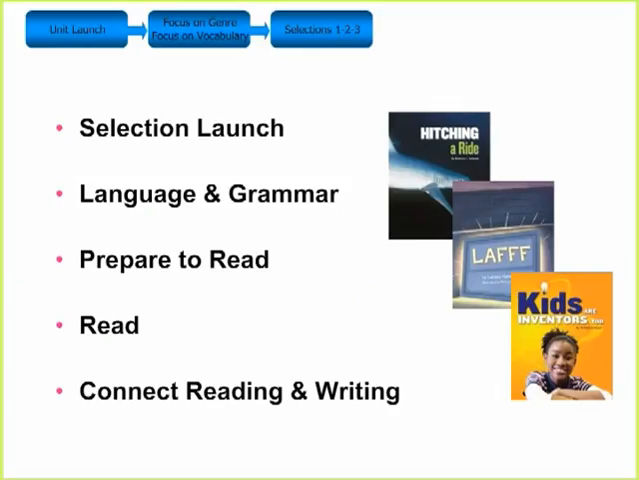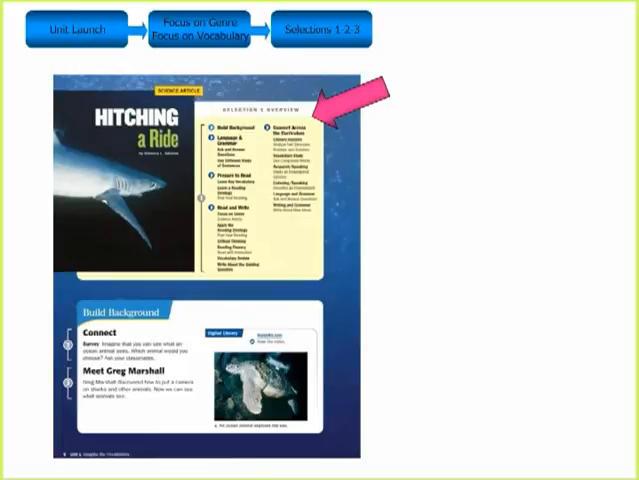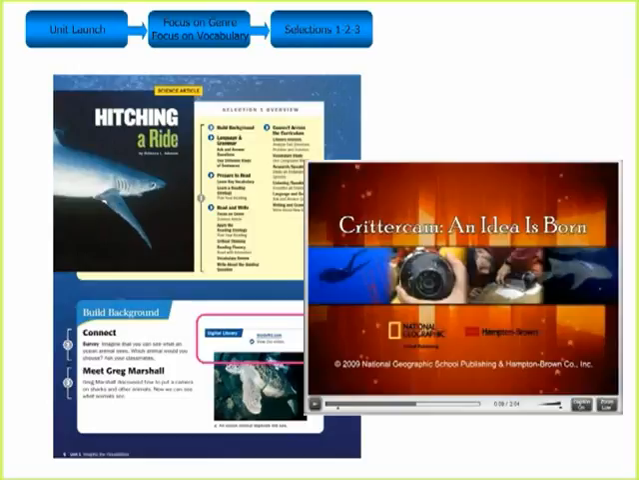Now it's time to move into the instruction for the first reading selection. Each reading selection follows a consistent lesson path. Let's take a brief look at each of these lessons. The selection launch provides students with an overview of what they will be learning as they read the selection. Notice within this Build Background box there is a reference to the digital library. These videos and visuals are here to build background and spark interest in the upcoming selection. I'll show you how to access the digital library online later in this session.